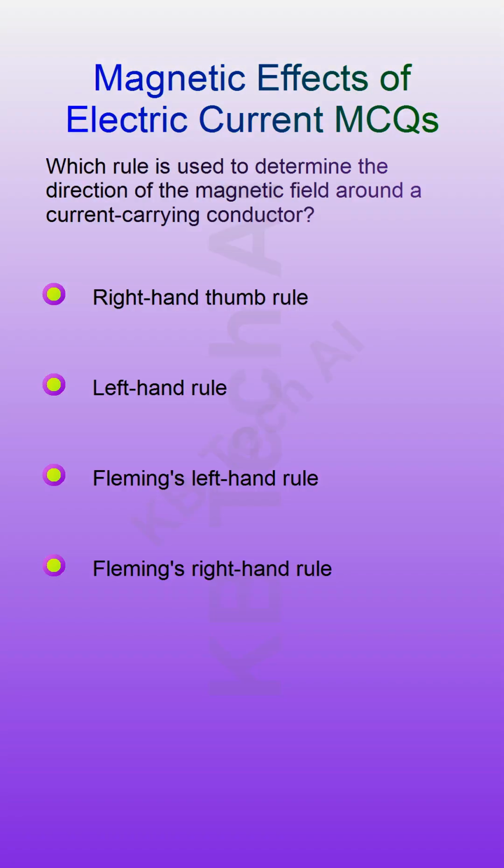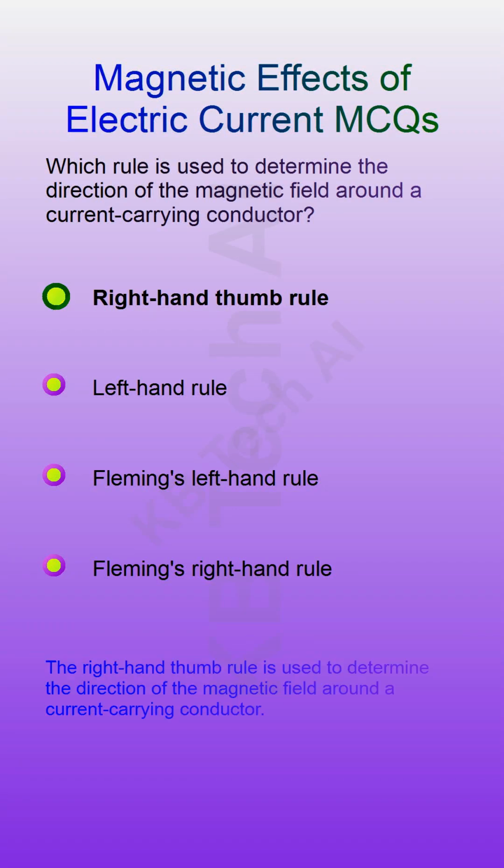Which rule is used to determine the direction of the magnetic field around a current-carrying conductor? Option 1, right-hand thumb rule, option 2, left-hand rule, option 3, Fleming's left-hand rule, option 4, Fleming's right-hand rule. The answer is, option 1, right-hand thumb rule.